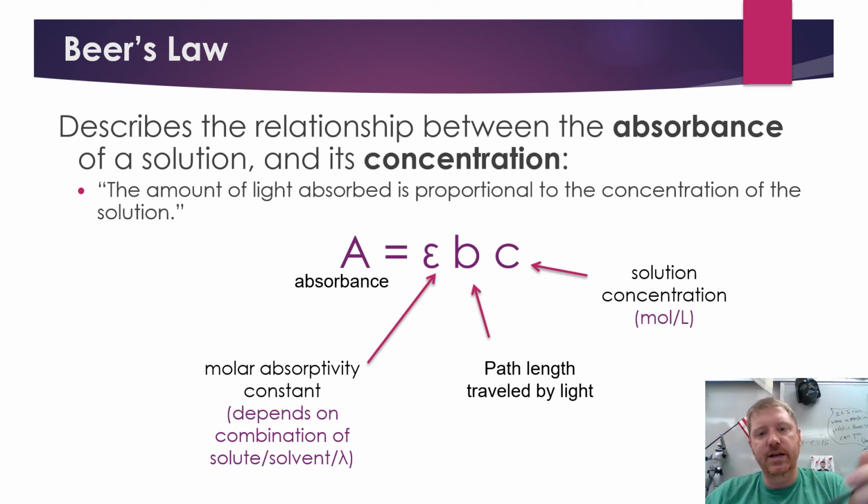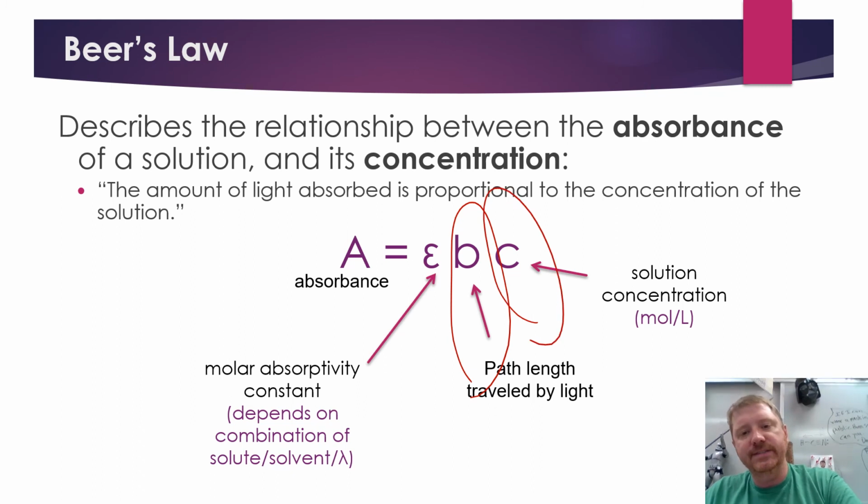Here's the equation. Again, the path length is actually how wide is the cuvette. The concentration is the concentration, the molarity of it. And then the molar absorptivity constant is a constant that tells you how much light is being absorbed at that wavelength.